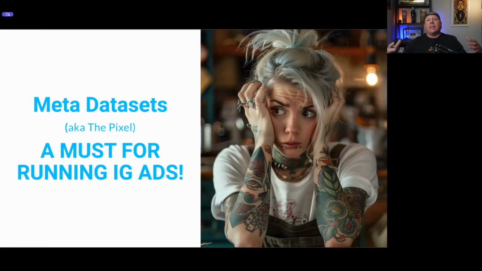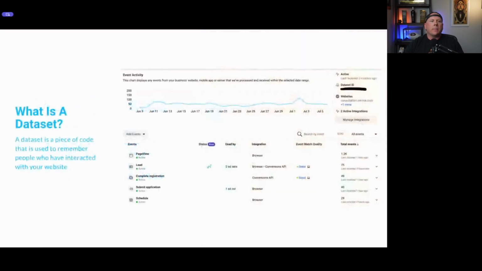So data sets. This is extremely important. It's fairly easy to set up, and there's so much you can do with it. It's a must if you're going to run Instagram ads and send people to your website or your landing page. Data sets used to be called the pixel. Again, that's something that changed in the last couple months because Meta likes to do Meta stuff.